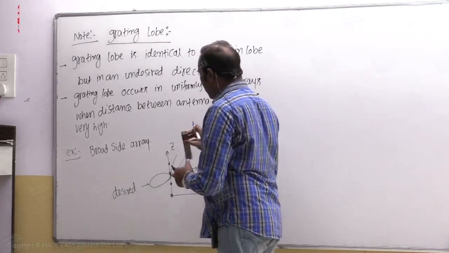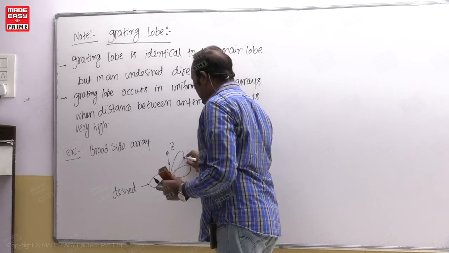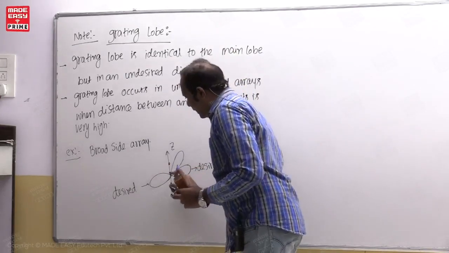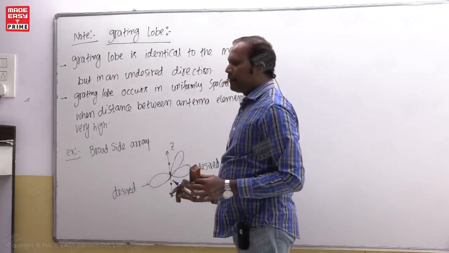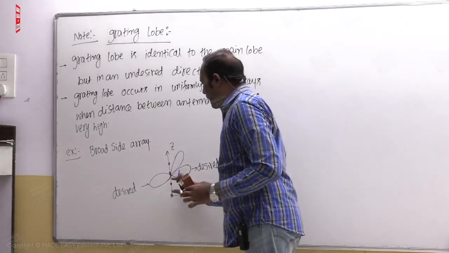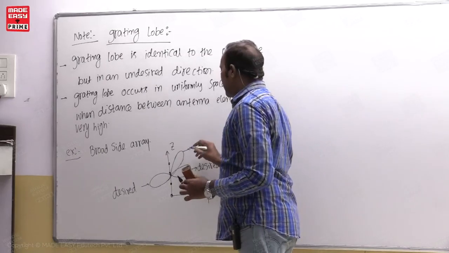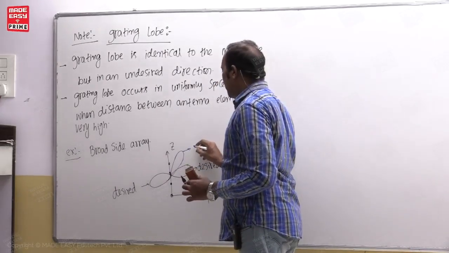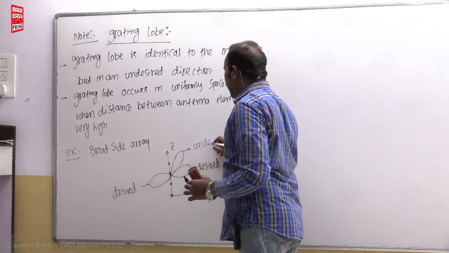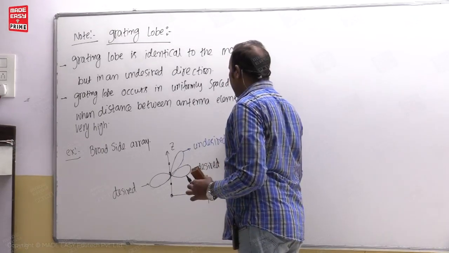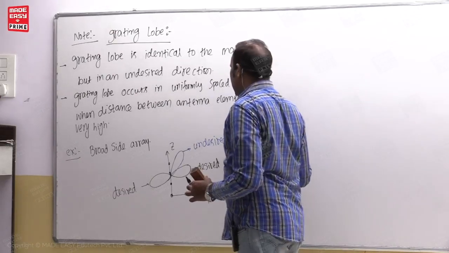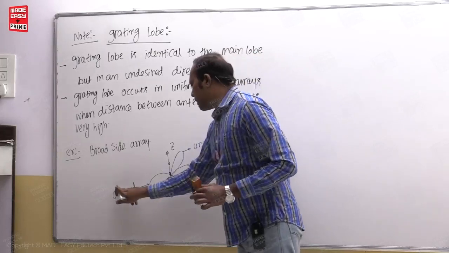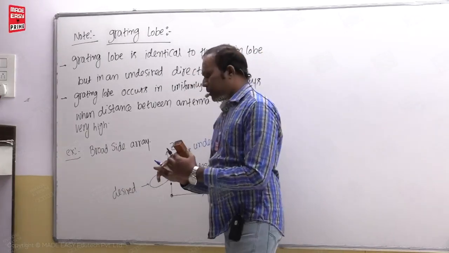You got this, but we don't want this one. But why did you get this one? Because here the distance d is maintained very high. Whenever you maintain the distance very high, then you get this. This is similar to the main lobe actually. So this is called grating lobe. So it is an undesired lobe. For the broadside array this is desired, but this is not desired, dear students.